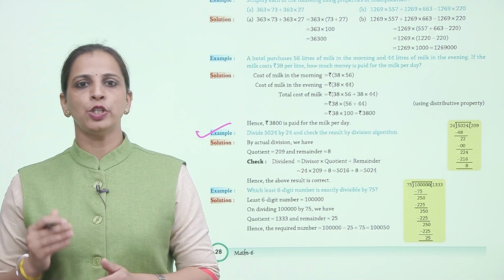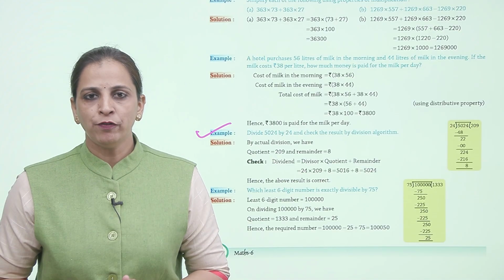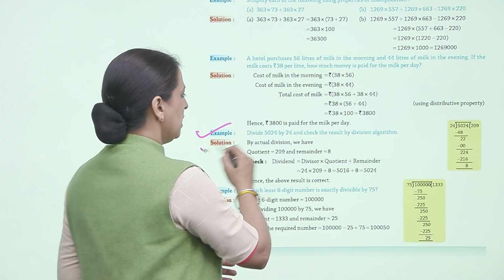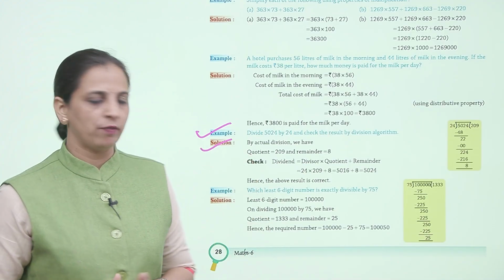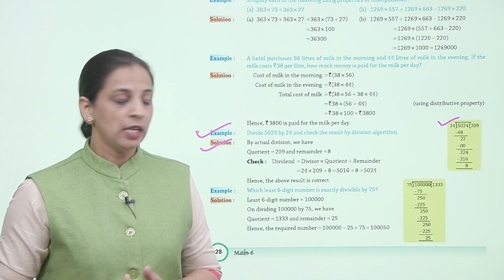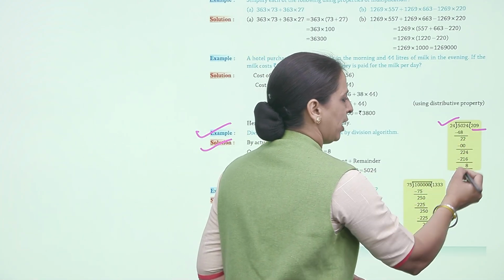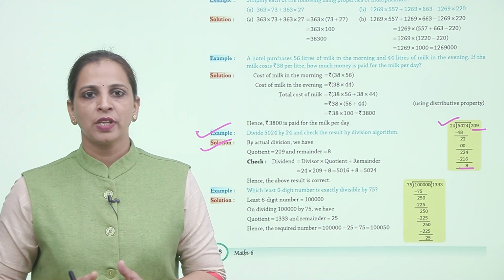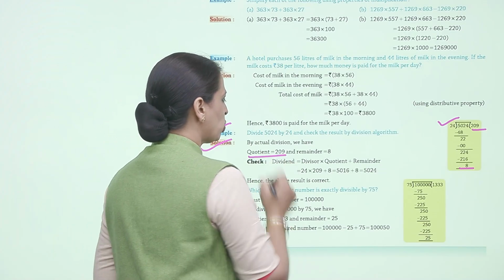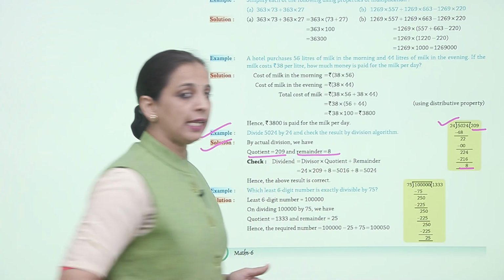Divide 5024 by 24 and check the result by division algorithm. Solution करते हैं. By actual division we have, हमने divide किया 5024 को 24 से. Now quotient is 209 and remainder is 8. By actual division we have quotient is equals to 209 and remainder is 8.